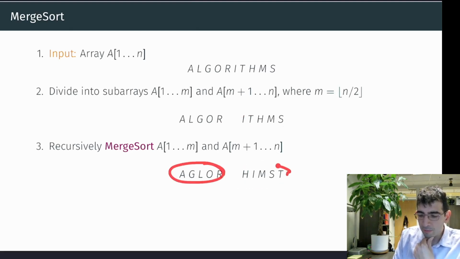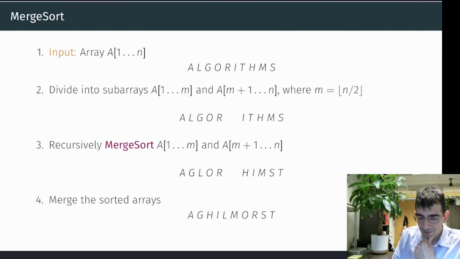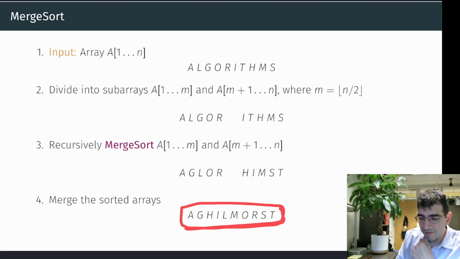Now these two subarrays are sorted, and so it becomes very simple to combine them into a sorted larger array. What do we do when we merge them? We simply say, is A smaller or is H smaller? Of course, A is smaller, so A goes first into the new sorted array. Next, is G smaller or is H smaller? G is smaller, so it goes next into the sorted array. Then, is L smaller or is H smaller? H is smaller, so that's the next element. And so on, until we have an n element sorted array.